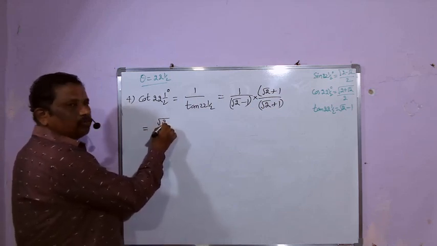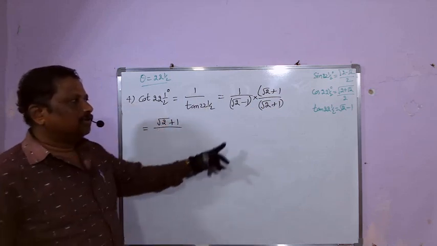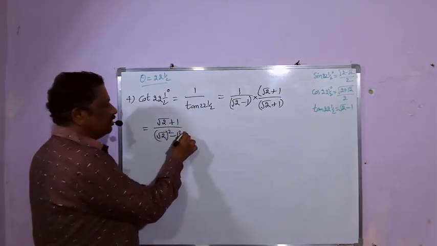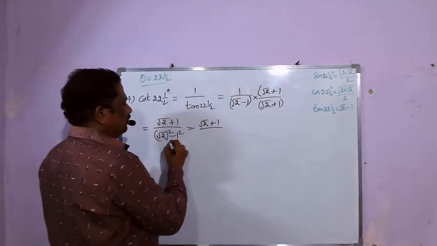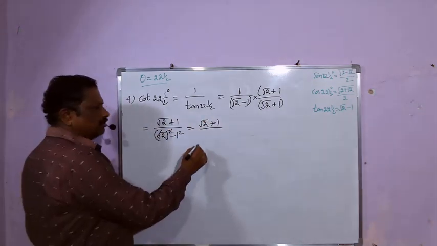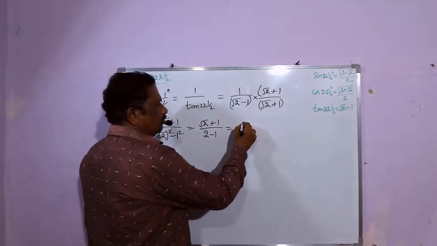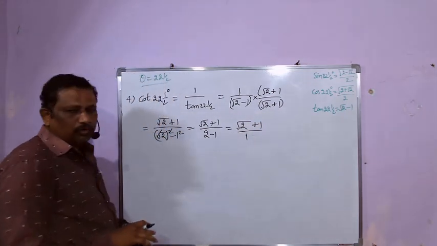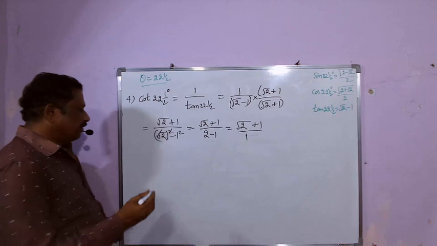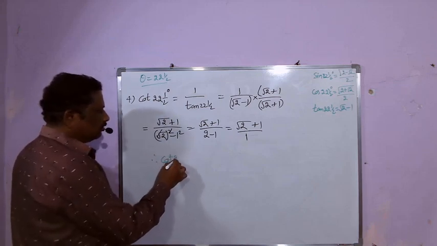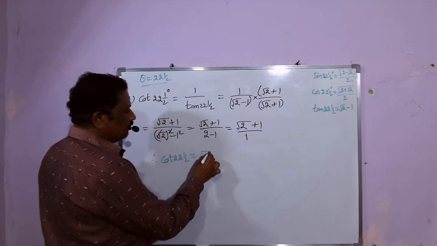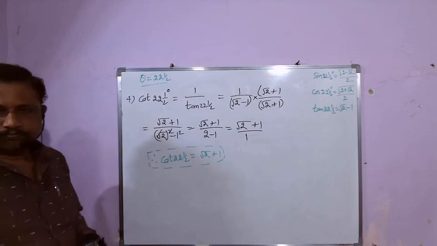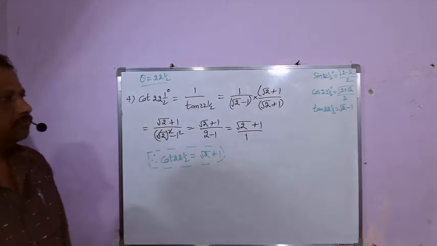So the numerator becomes root 2 plus 1. In the denominator, a plus b into a minus b is a square minus b square. Root 2 squared, the root and square get cancelled, so 2 minus 1. That is root 2 plus 1 divided by 1. So cot 22.5 degrees, what is the final answer? Cot 22.5 degrees is equal to root 2 plus 1. Any doubt here? Note this.